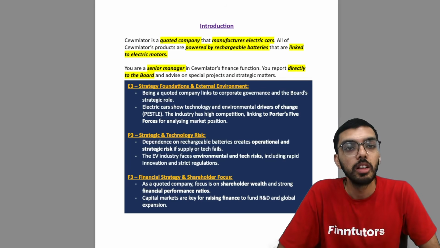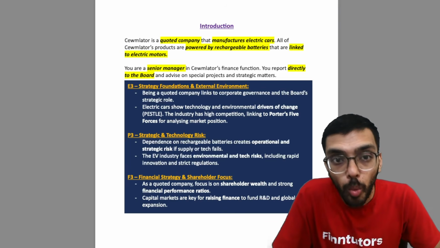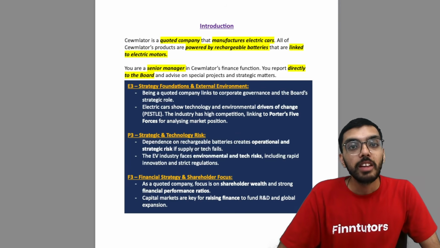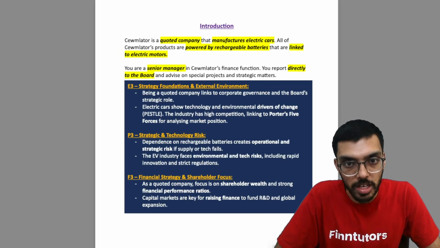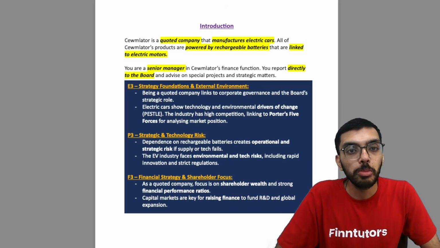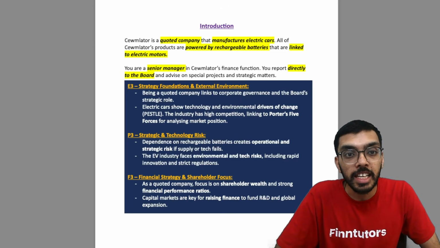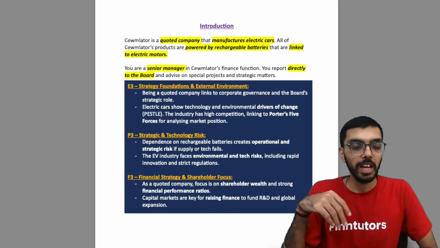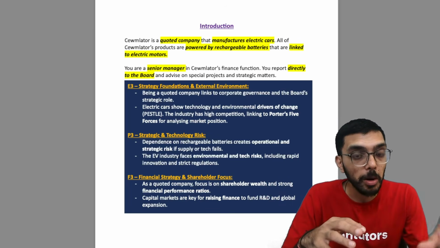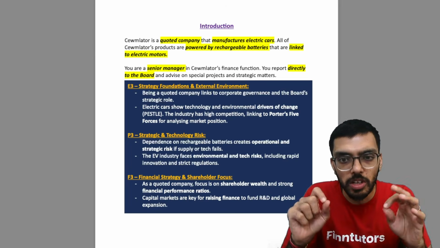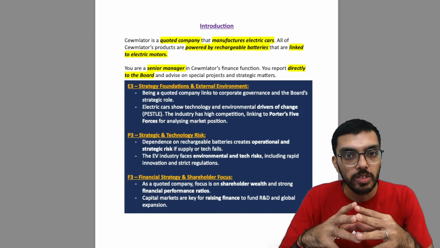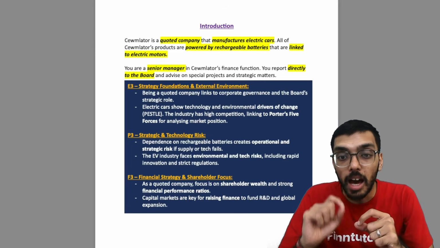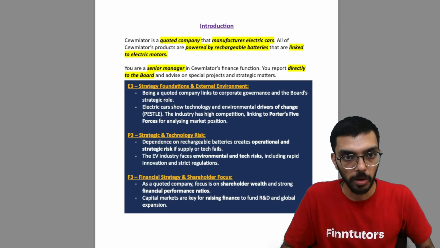Let's start. Now, Cewmlator is a quoted company that manufactures electric cars. All of Cewmlator's products are powered by rechargeable batteries that are linked to electric motors. Straight away, a lot of important information about the company. You see that I have not just colored or highlighted random words. All the words that we highlight are actually meaningful.